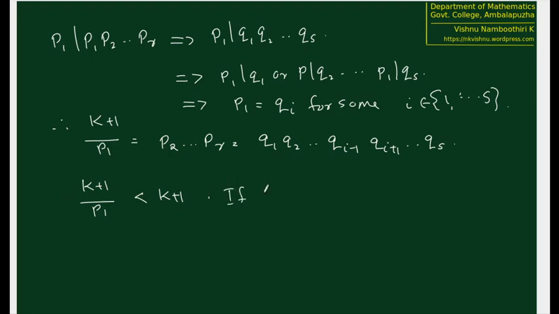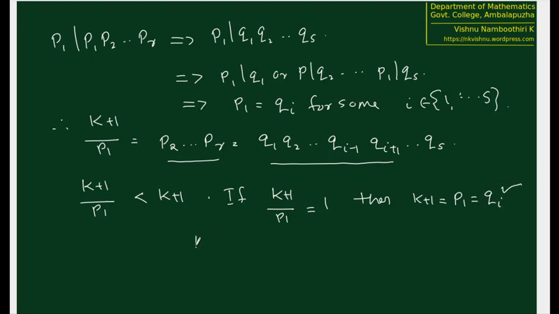If (k+1)/p1 equals 1, then there are no primes here and no primes here also. Then we have k plus 1 equal to p1, equal to just qi. But p1 equal to qi means that there is only one prime on both sides and they are the same, therefore we are done.